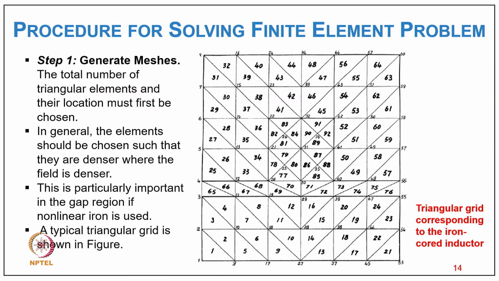Now, coming to step 1, for generating the mesh, the total number of triangular elements and their location must be chosen. In general, the elements should be chosen such that they are denser where the field is denser, and that is particularly important in the gap region. If nonlinear iron is used, a typical triangular grid is shown here in the figure, with the triangles numbered. So, this is the triangular grid corresponding to the iron core inductor.